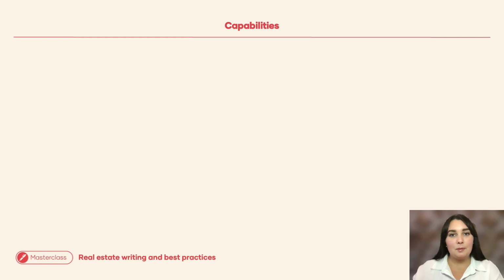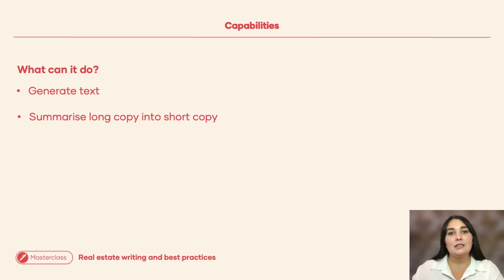So what are the capabilities of ChatGPT? As I just mentioned, it can generate text. So you can essentially ask ChatGPT to write almost anything for you, whether it's a blog or an article, an email, social media posts, or something as big and long as a brochure. It can also summarize long copy into short copy, and this comes in handy if you've got a great big piece of research that you need condensed, or you have lots and lots of information that you need to reduce down to only highlight the key findings. ChatGPT can help you do this.